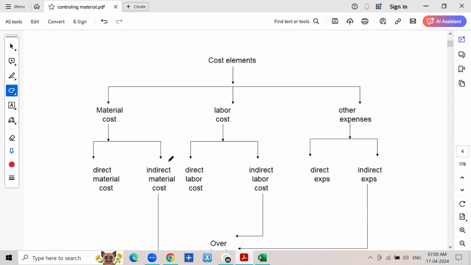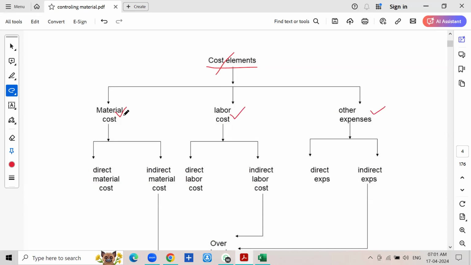Let us see. You take the cost of any product or service. It contains broadly three components. They are called cost elements. These are nothing but your cost components. This is from the academic point of view of cost accounting. Cost element has a different meaning in SAP that we discuss later on. The cost of any product contains three components. Number one, material cost. Number two, labor cost. Number three, other expenses.